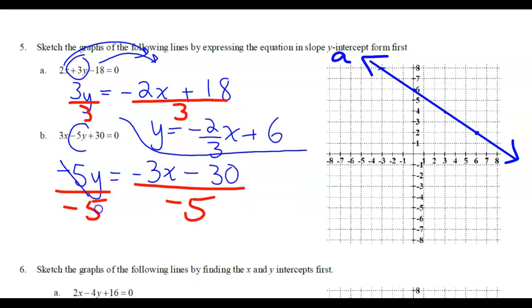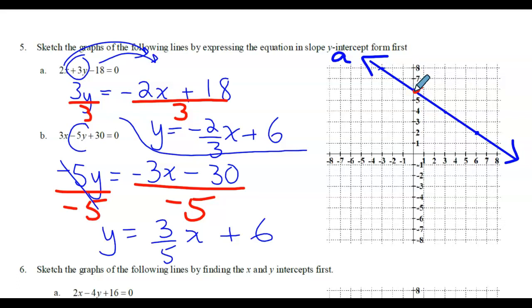Okay, you leave everything in fraction form. No decimals. Okay, notice how this one also has a y-intercept of 6. So same y-intercept. Okay, slope is 3/5.